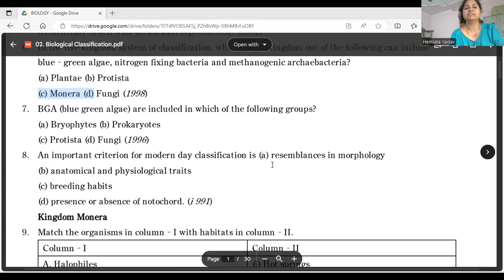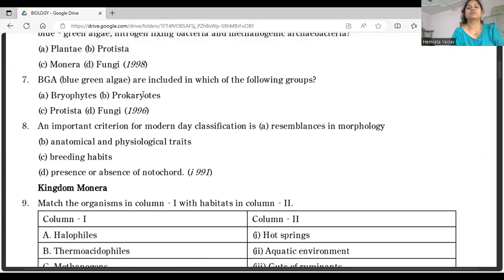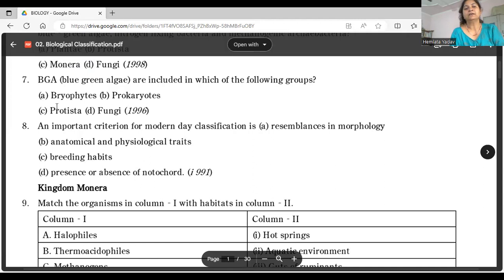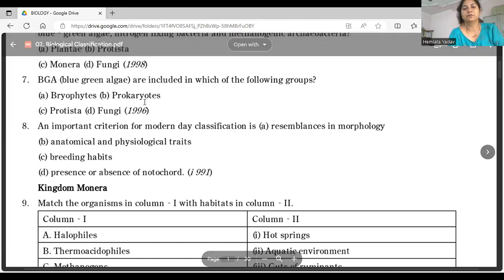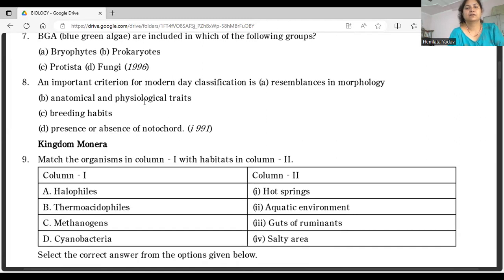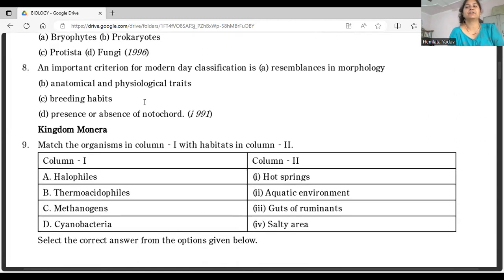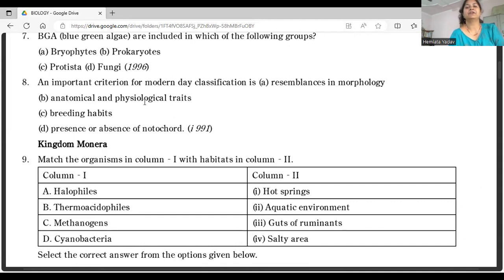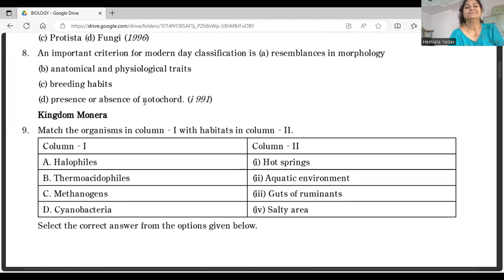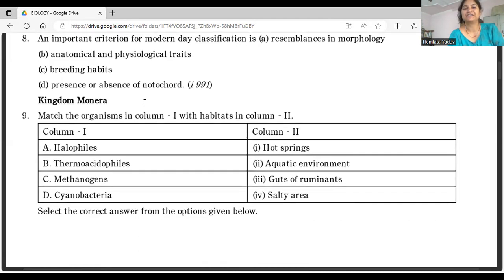Now coming to BGA, blue-green algae. They are included in which of the following groups? They are prokaryotes, because prokaryotes belong to the monera kingdom, and these organisms are prokaryotic. Next, the important criteria for modern day classification: resemblance in morphology, anatomical and physiological traits, breeding habits, presence and absence of notochord. So the important criteria for modern day classification are the anatomical and physiological traits.